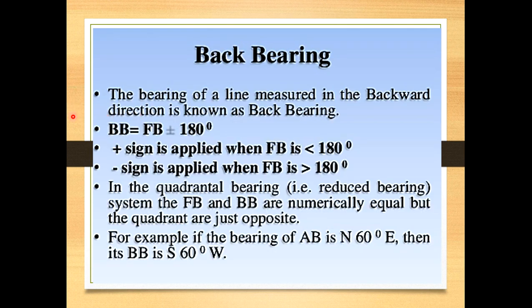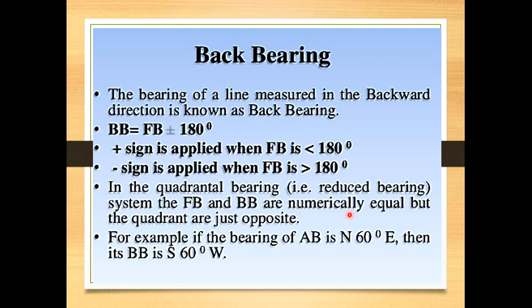Then back bearing. What is the meaning of back bearing? The bearing of a line measured in the backward direction is known as back bearing. And back bearing is equal to forebearing plus or minus 180 degree. Plus sign is applied when forebearing is less than 180 degree, and negative sign is applied when forebearing is greater than 180 degree.